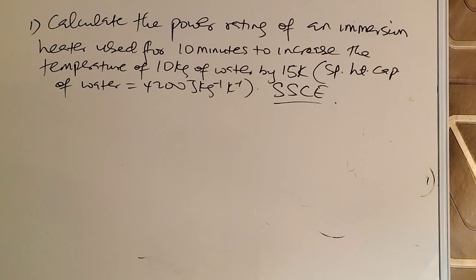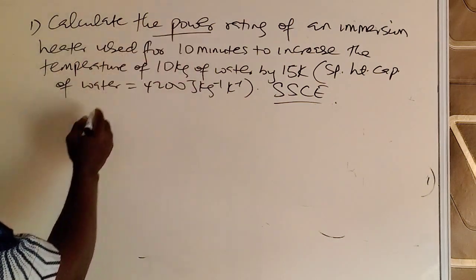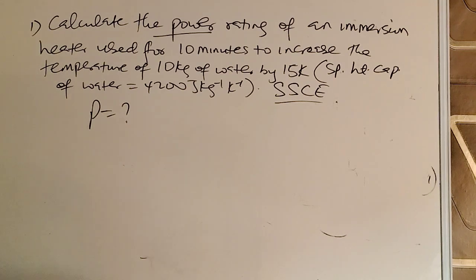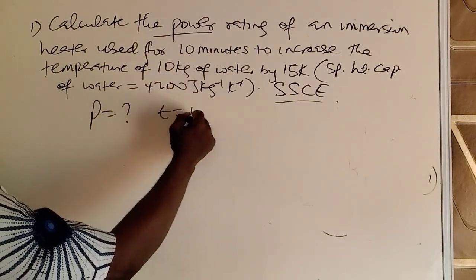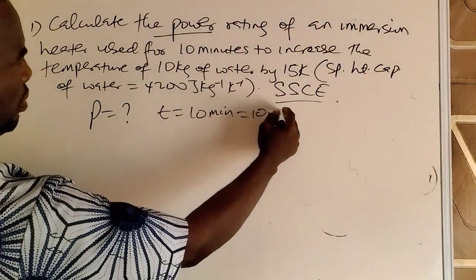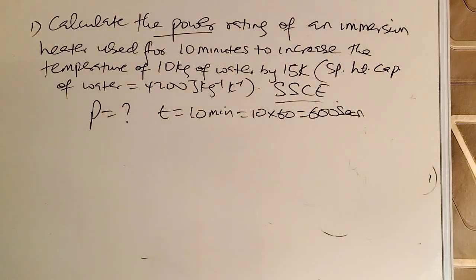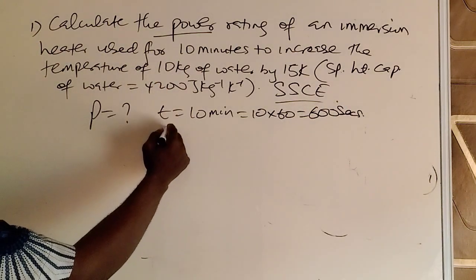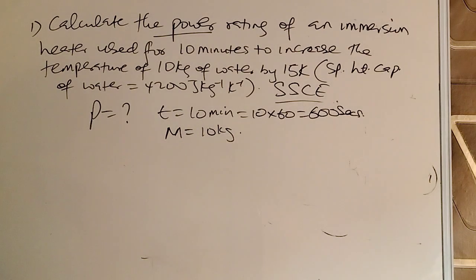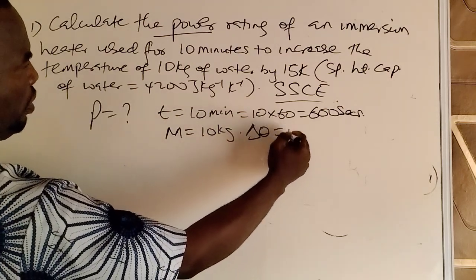So let's look at the question. What are we looking for? We're looking for power. Now look at the values given to us. Given time, 10 minutes. You have to provide your time in SI unit. 10 minutes is 10 times 60, 600 seconds. The mass of water is already in SI unit, kilogram. Standardize the units, very important. Then the temperature difference is 15 Kelvin.